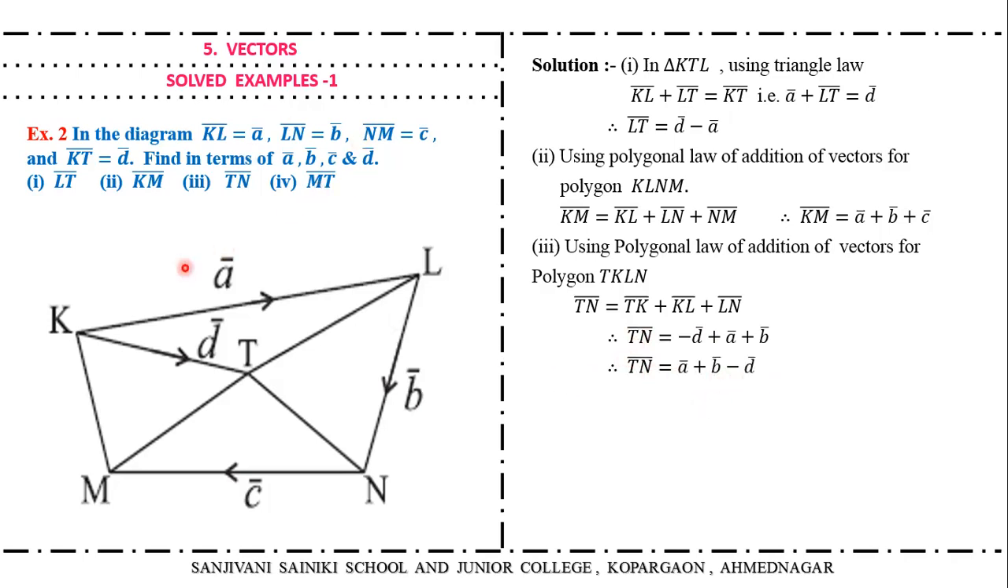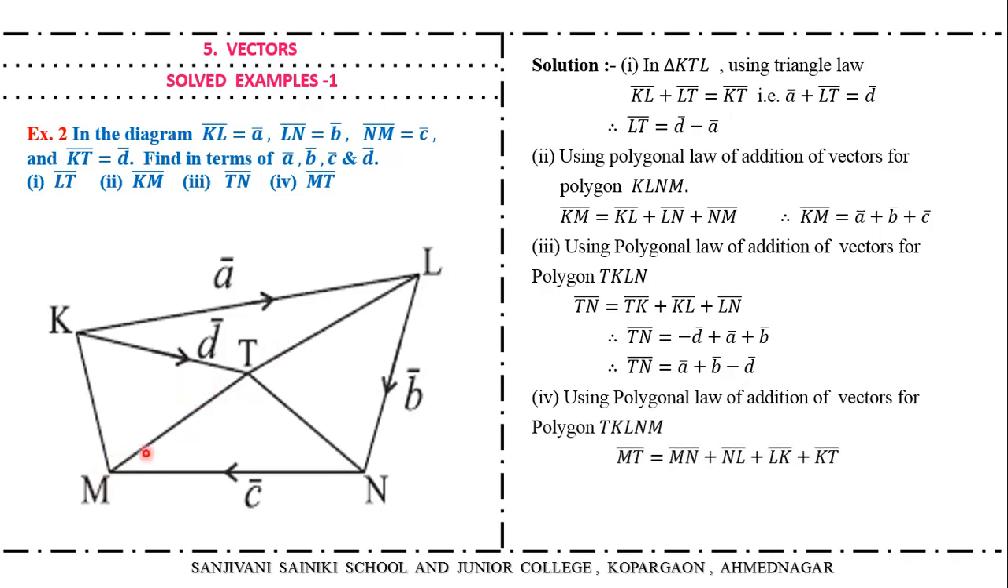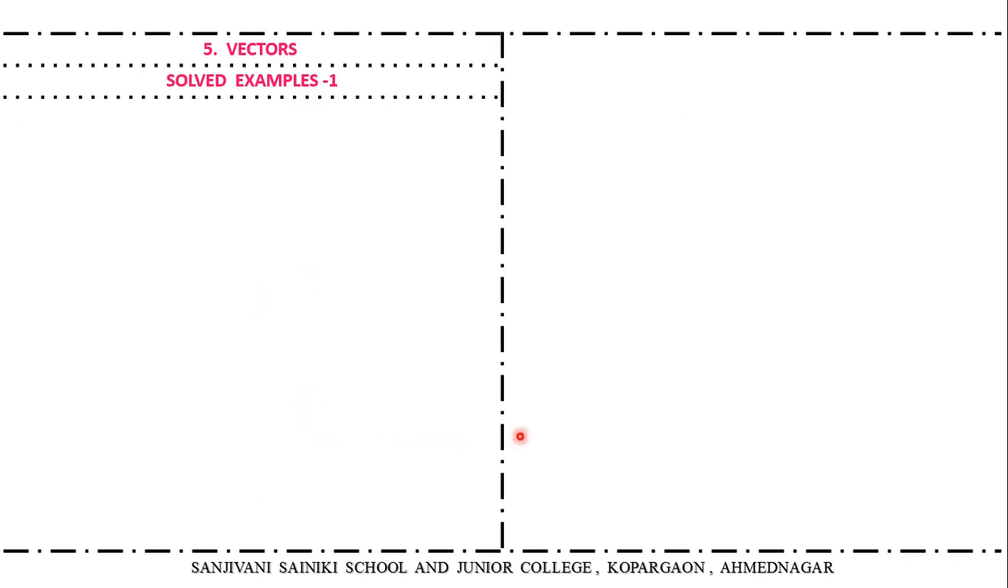And the fourth one is MT bar. To find MT bar using the polygon law of vector addition, MT bar can be written as MN bar plus NL bar plus LK bar plus KT bar. What is MN bar? It is minus C bar. What is NL bar? It is minus B bar. What is LK bar? It is minus A bar. And what is KT bar? It is D bar. So we get the resultant as D bar minus A bar minus B bar minus C bar.